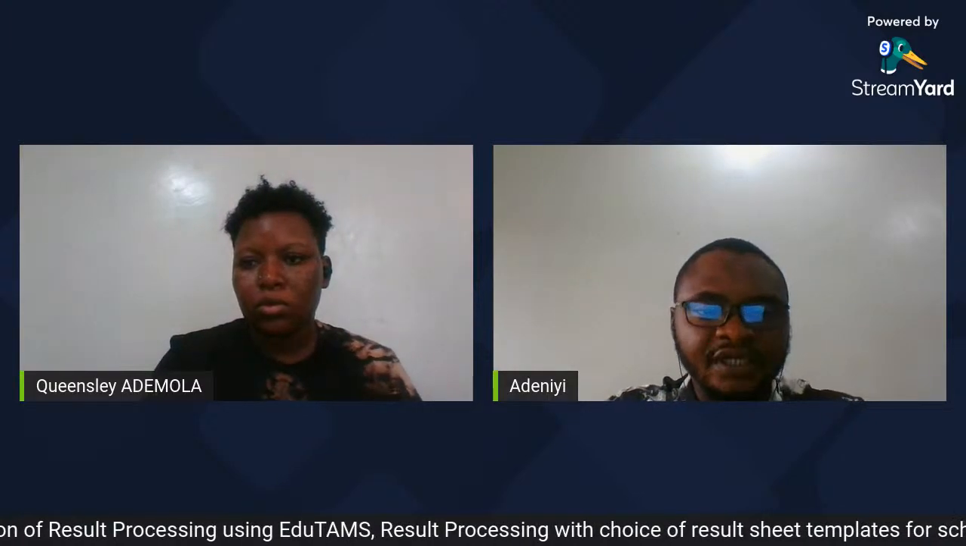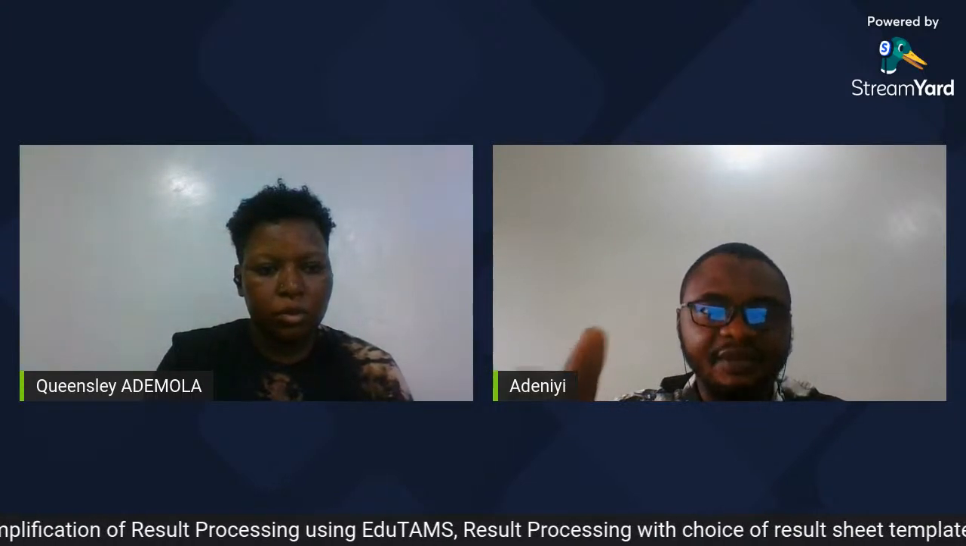Then the next one is the result template. We have to choose the template that is suitable for us to use in each division that we have. In our divisions, we can have the secondary school and the primary school. Under the primary school, we have primary one, primary two. Those are the classes under that division. Then under the secondary school, we have the division for junior secondary school and the division for senior secondary school. Under junior secondary school, we have JSS 1 to 3. Then under senior secondary school, we have SS1 to 3.